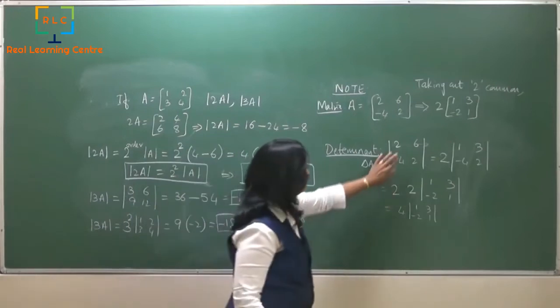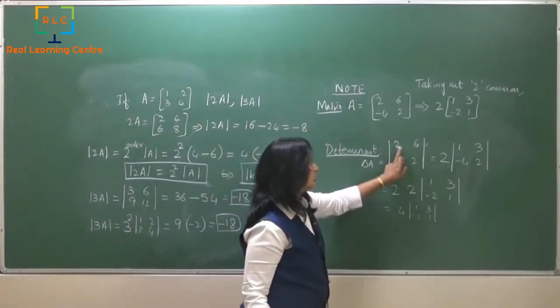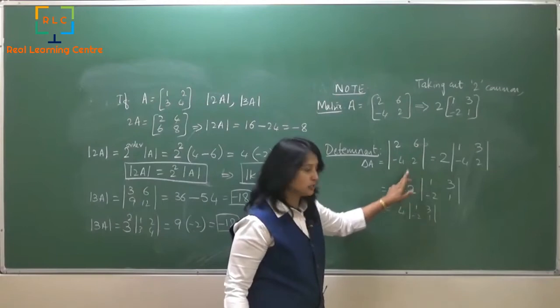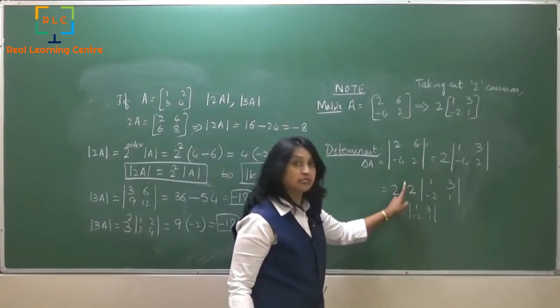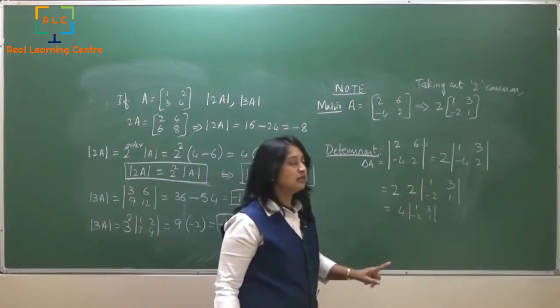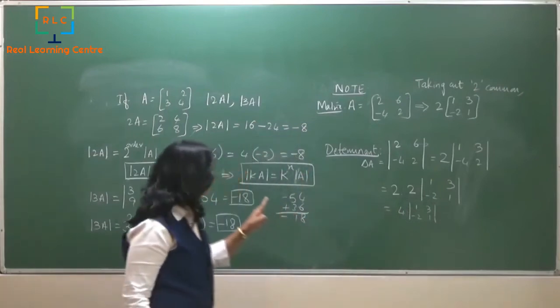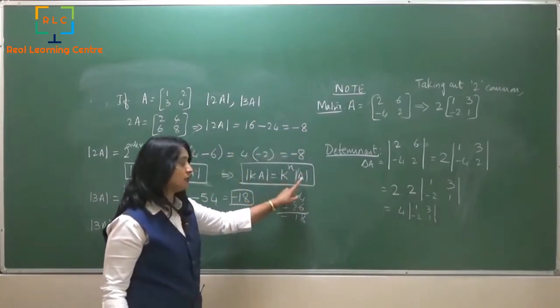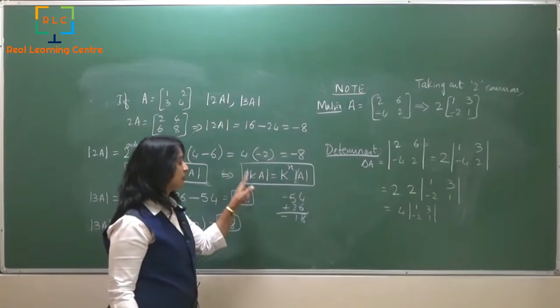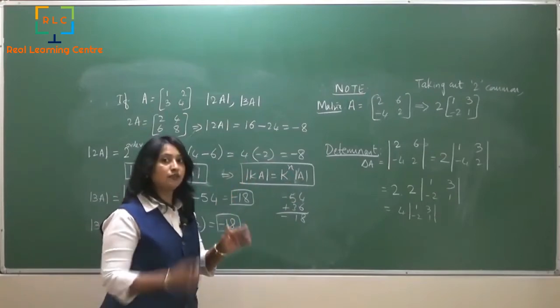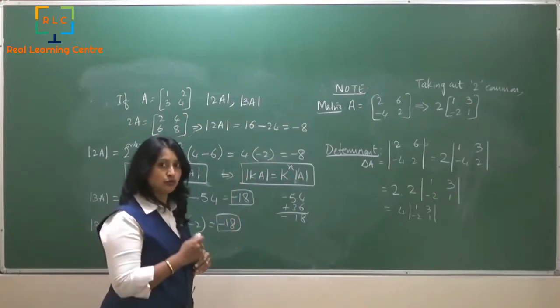See, if I take out the determinant of this, then I should take out 2 common here also, 2 common here also. It will become 2 power 2, 2 power the order into determinant A. Now this is the reason that we get this formula as K power n into determinant A when there is a scalar multiplication for a matrix. And if you want to take out the determinant, every row you have to take out.